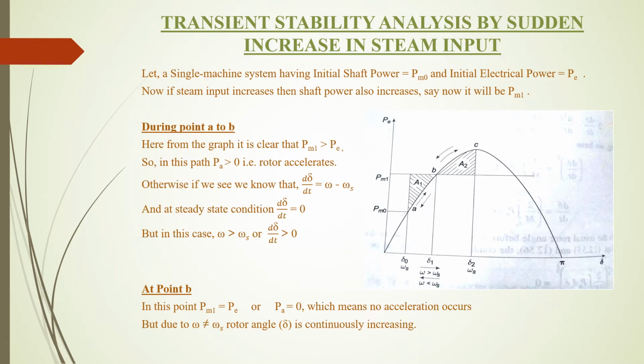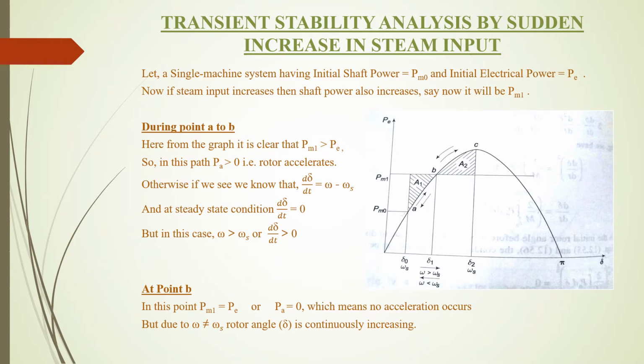So in the path A to B, Pm1 is greater than Pe, so there will be a difference between Pm minus Pe, or we can say that Pa is greater than 0. If we see it the other way, we know d delta dt equals omega minus omega s, but at steady state d delta dt equals 0. Here omega is greater than omega s, so d delta dt is greater than 0, which also means the rotor accelerates.